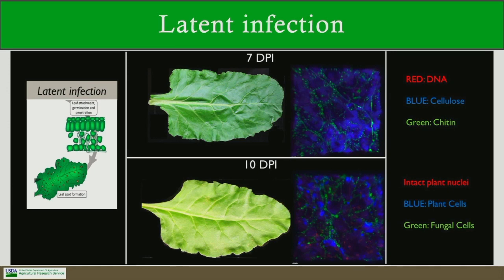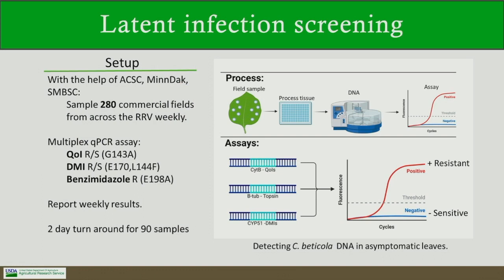So for the last few years, we've been running this latent infection screening on 280 fields throughout the Red River Valley. 56 of those fields come from southern Minnesota. And we run a molecular qPCR assay to detect mutations for resistance and sensitivity to strobilurins, so your QOIs, DMIs, so your triazoles, and then benzimidazoles, which you can think of as Topsin, is what we typically see.